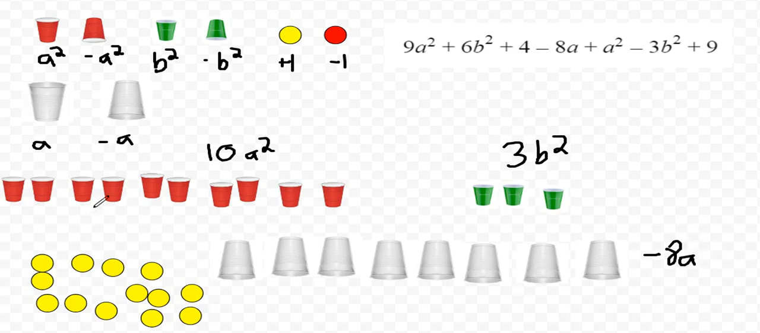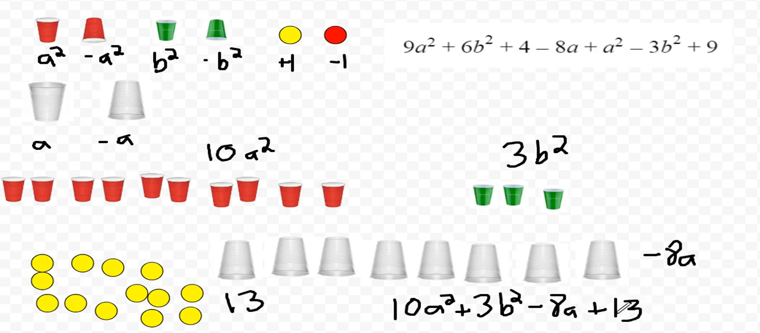These whites can't go with those reds, they're different. And 1, 2, 3, 4, 5, 6, 7, 8, 9, 10, 11, 12, 13 positive chips. So my final simplified expression: 10 a squared plus 3b squared minus 8a plus 13. That's your final expression once everything's all said and done.